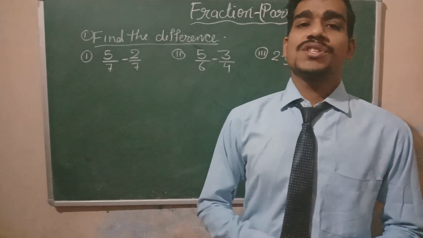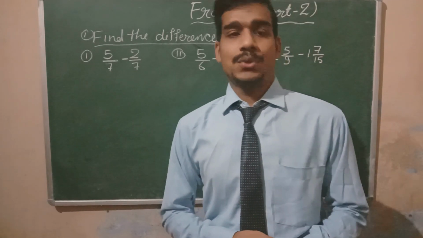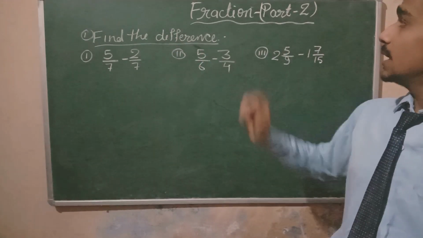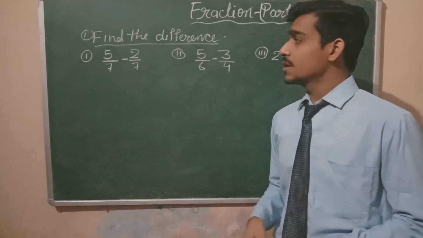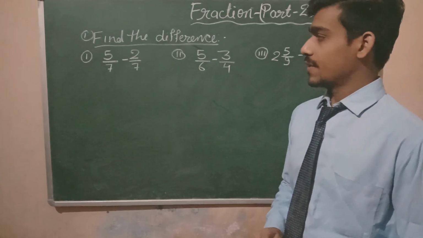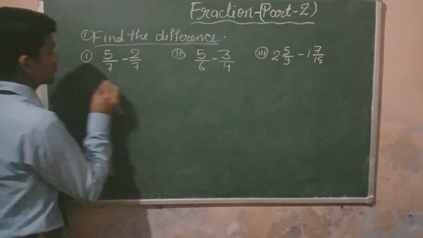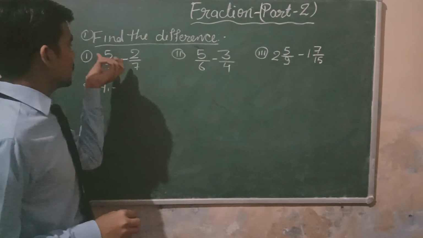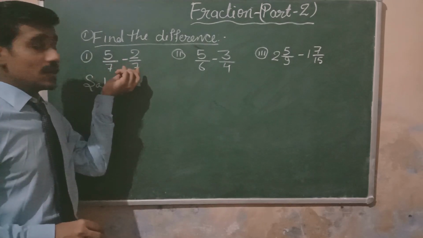Today I am going to start fraction part 2. Clear students? Look at here. Find the difference. 5 by 7 minus 2 by 7.